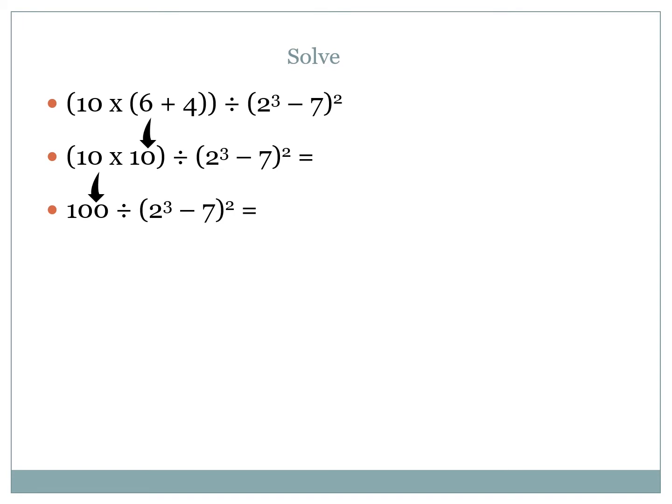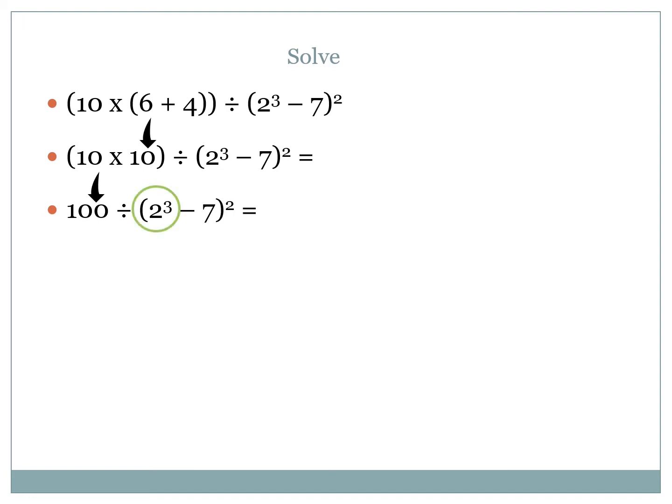So now we simplified our formula to say it's 100 divided by (2 cubed minus 7) squared. So let's take care of that second set of brackets first. If we remember BEDMAS, first we have brackets, then we have exponents. So we take care of the exponent inside the bracket first.